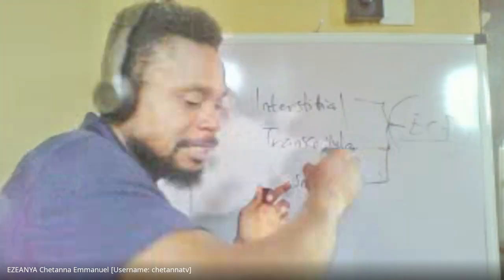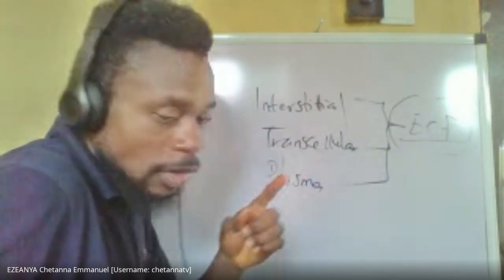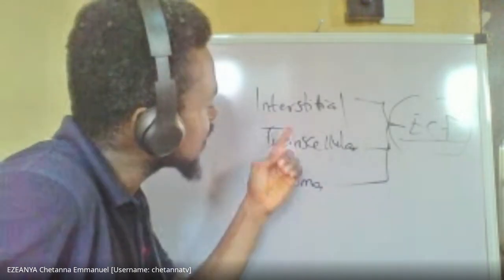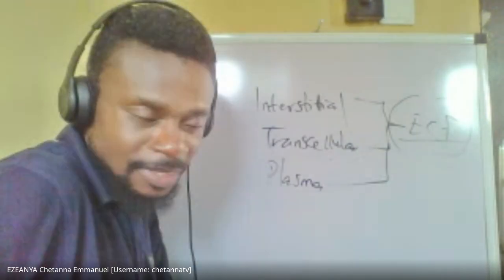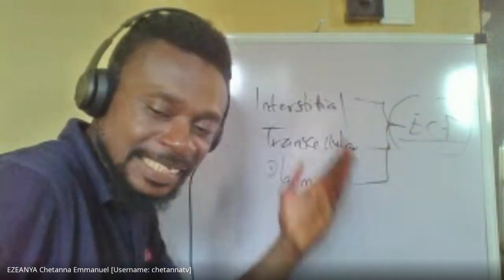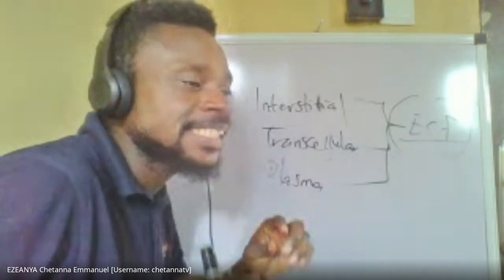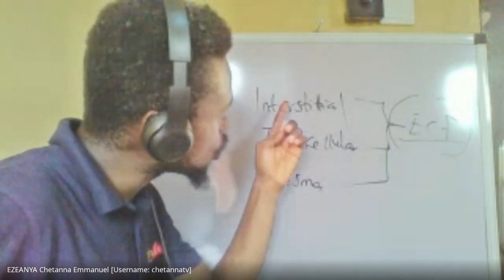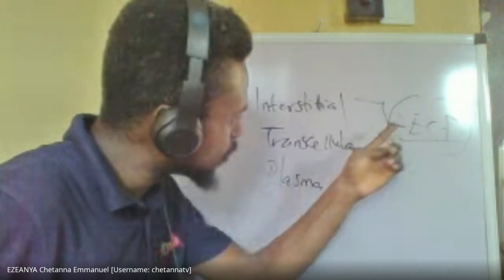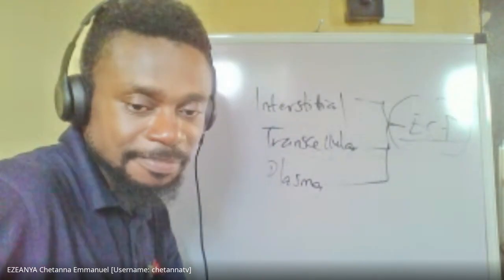Even though plasma is not in the options, I just added it to explain something. But the ones that are in the options are interstitial and transcellular. Two of them are part of the extracellular fluid, and the extracellular fluid is the fluid outside the cell. So that means this one and this one are also outside the cell. But according to the question, it asks for the total of the fluid outside the cell. That's why it's not this or this, because two of them are part of this. So the answer is actually extracellular fluid. Is that clear? Yes, sir.